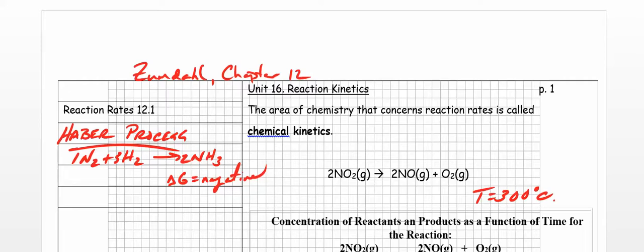So here we go. Let's start with the question of why chemical reaction kinetics is important. The answer has to do, in large part, with commercial reasons. Let's take a look at this process right here. It's called the Haber process.